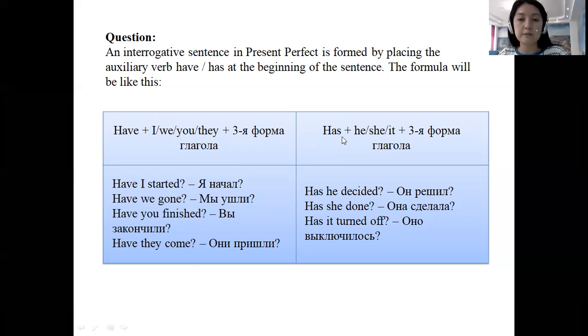Also has plus he, she, it plus third form of the verb. Has he decided? Он решил. Has she done? Она сделала. Has it turned off? Оно выключилось.